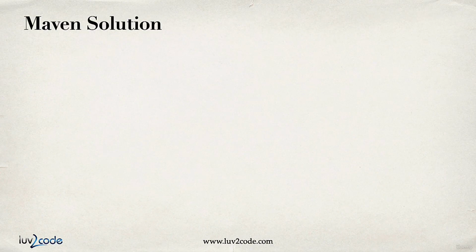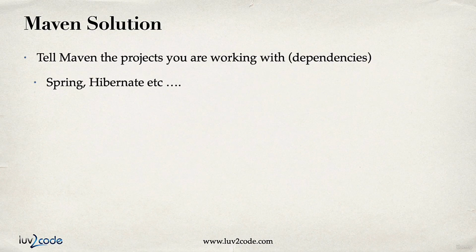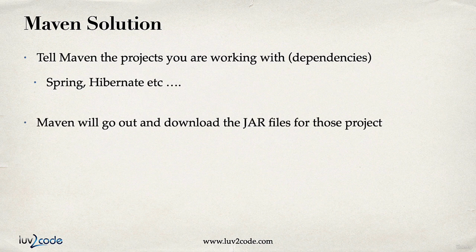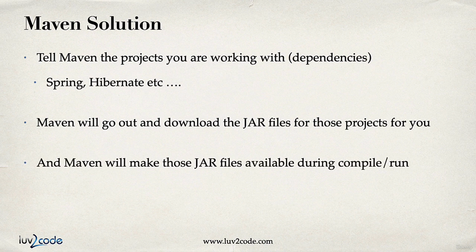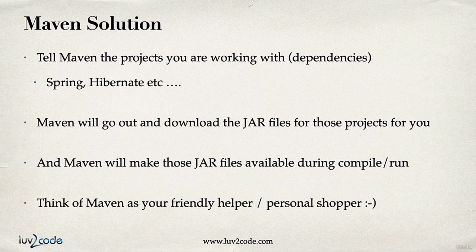However, Maven provides a nice solution. We simply tell Maven the projects that we're working on, the dependencies like Spring, Hibernate, etc. Maven will go out and download the jar files for those projects for you, and Maven will automatically make those jar files available during compile and run. You can think of Maven as like your friendly helper or your personal shopper. You simply give Maven a shopping list, say, hey, I need dependencies A, B, C, and D, and Maven will go out, grab those jar files, add them to your class path, and make them available during compile and run. A really nice feature, and we'll use Maven in this course.